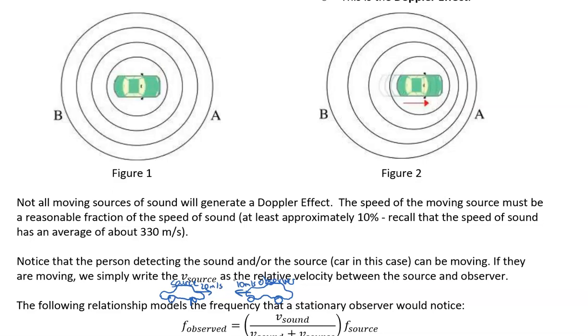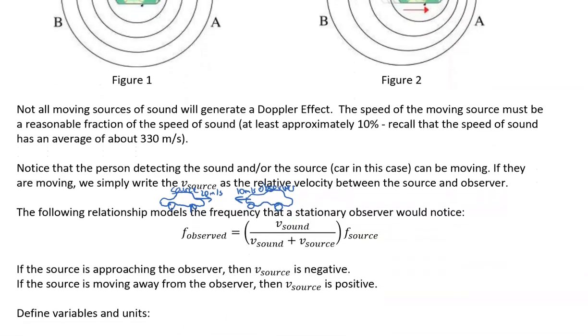Well, then you would say that the relative velocity is 30 meters per second, because it's as though for the observer that the source is moving towards it at 30 meters per second. Likewise, if the observer was going the other direction, if it was going 10 meters per second in the same direction as the source, then it would be as though the source has a relative velocity of 10 meters per second. So we can simplify this to give us this equation here.